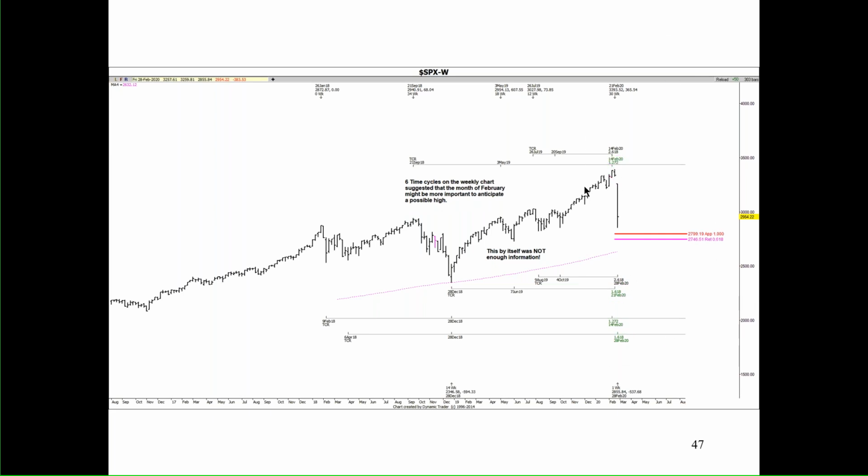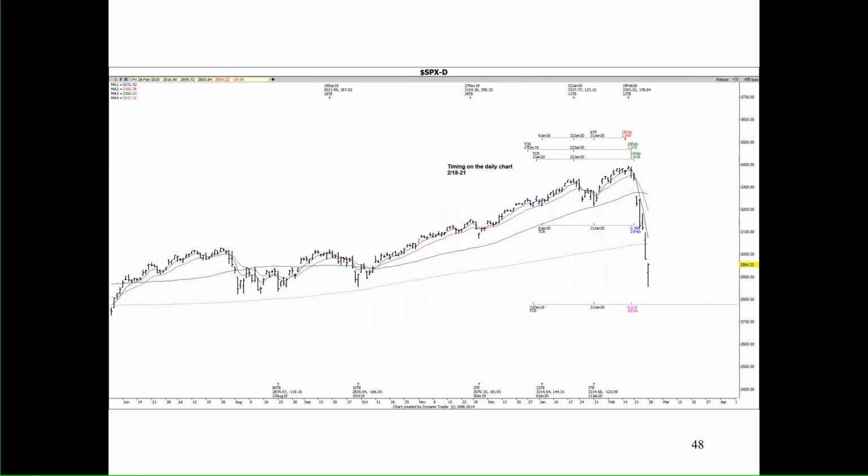Now, since the market was out of control straight up, we wanted to anticipate that in the month of February we might get a reversal. But if you're looking at a weekly chart and you're saying it's plus or minus, then you're talking about the week before February 14th and the week after February 28th as the time window. And that's not helpful by itself. It was just helpful in saying February is important because we have a nice cluster of cycles. However, we were able to fine tune it by using the daily work.